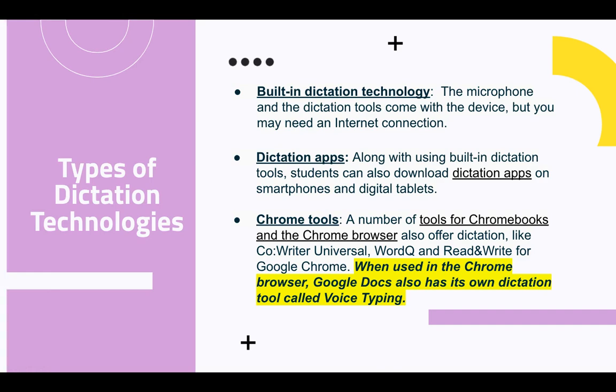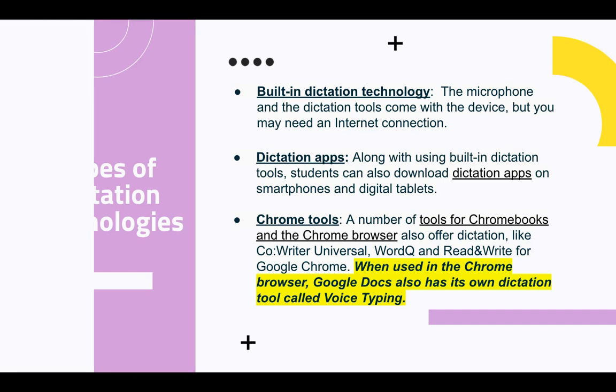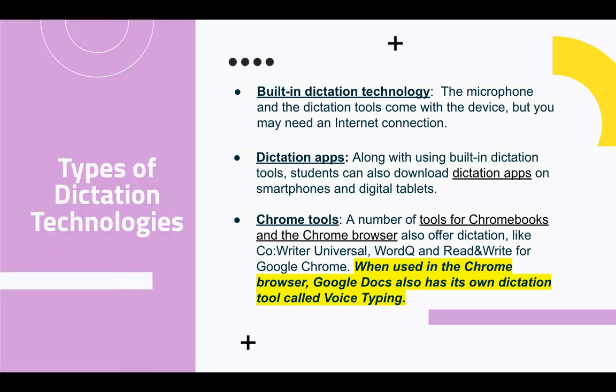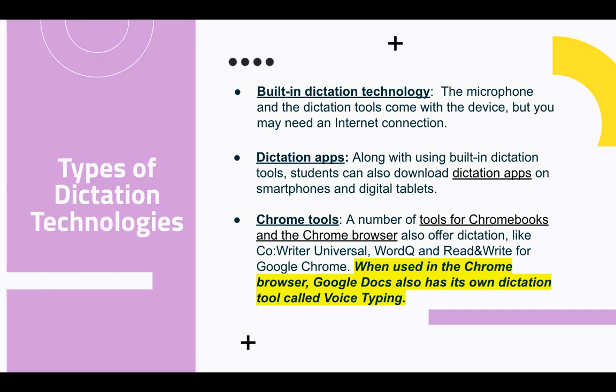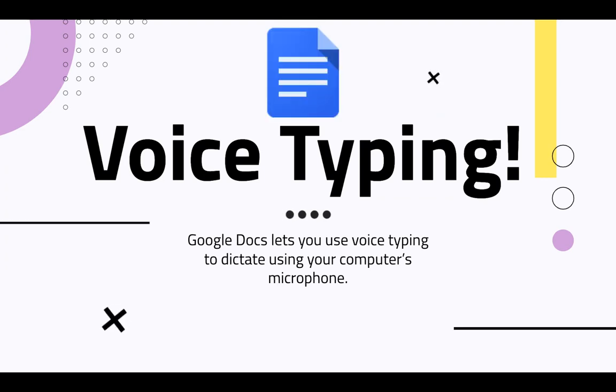A number of tools for Chromebooks and the Chrome browser also offer dictation, like Co-Writer Universal, WordQ, and Read and Write for Google Chrome. Today we're going to focus mostly on Google Docs. When used in the Chrome browser, Google Docs also has its own dictation tool called voice typing. Voice typing in Google Docs. Google Docs lets you use voice typing to dictate using your computer's microphone. And again, you always need to make sure your microphone is enabled or allow it to be enabled when you click the voice typing tool.